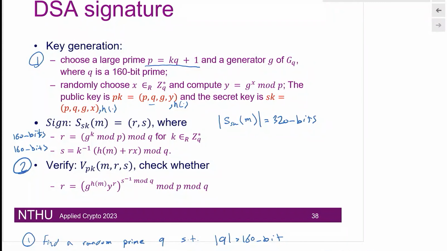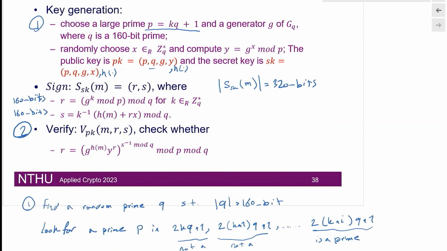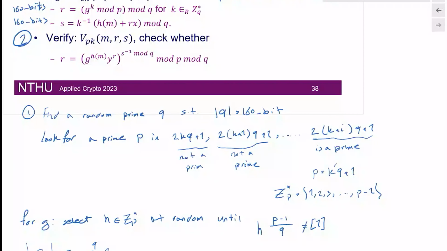If you open most of the certificates today, you wouldn't be surprised to see that they are using the DSA algorithm for the digital signatures. Right. So I think this is about it. Any questions?